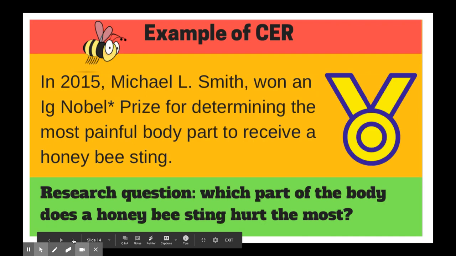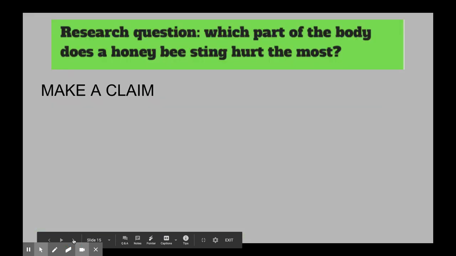So Michael L. Smith won the Ig Nobel Prize for determining the most painful part of the body that experiences pain on a bee sting. So he wanted to know which part does hurt the most. And so, make a claim. So I want you to practice here. Obviously you do not have any evidence here, but go ahead and pretend like you have some evidence. So make a claim about what part of the body a bee sting hurts the most.